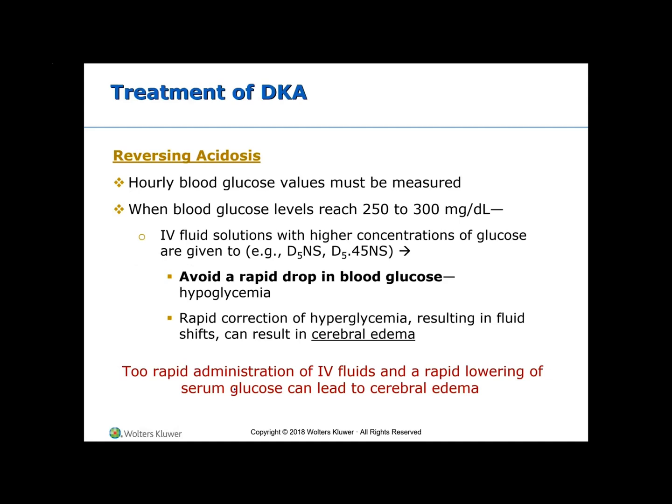We've talked about it so many times. Hourly blood glucose levels are going to be measured. When blood glucose reaches 250 to 300, D5 normal saline solutions are given, just to avoid a rapid drop of blood sugars.